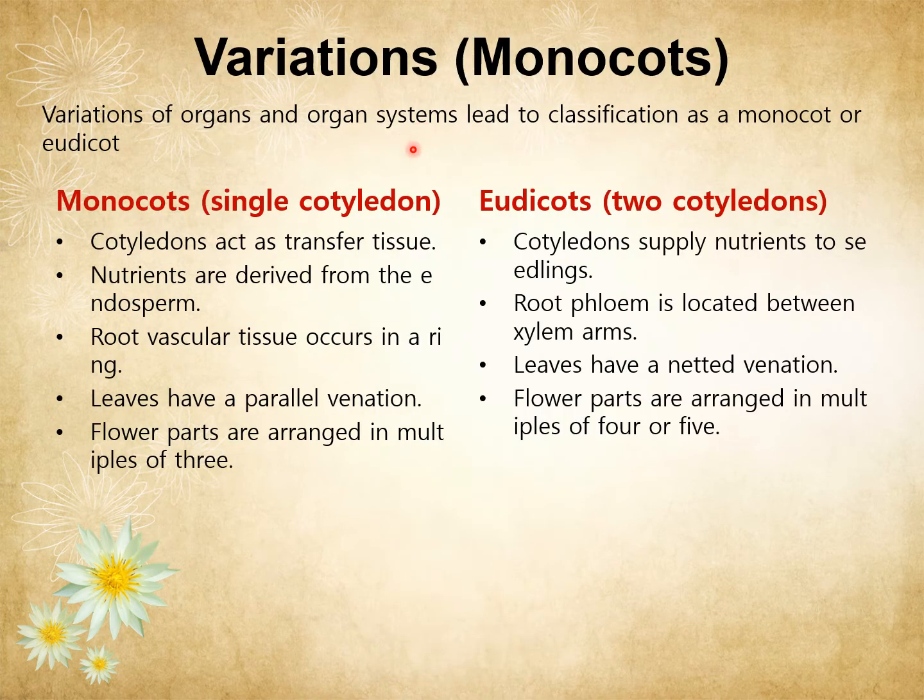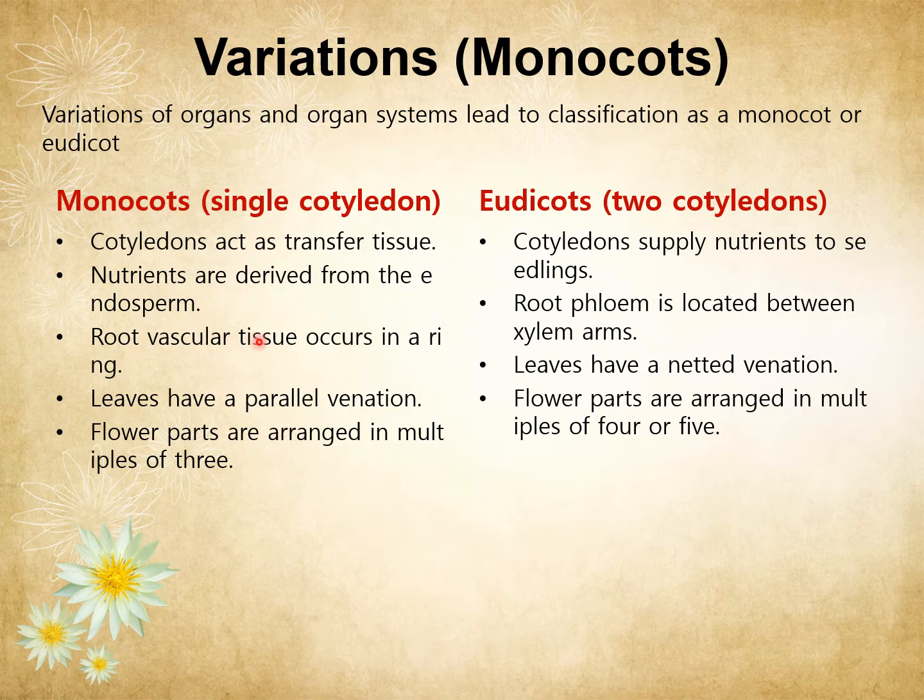Okay, so the flowering plants are divided into two groups depending on the number of cotyledons or seed leaves in the embryonic plant. Plants with seeds containing only one cotyledon are referred to as monocotyledons or monocots. Plants with seeds that contain two cotyledons are known as eudicotyledons or eudicots, another word for which is dicots. The cotyledons of eudicots supply nutrients for seedlings, but the cotyledon of monocots acts as transfer tissue. The nutrients are derived from the endosperm before the true leaves begin to photosynthesize.